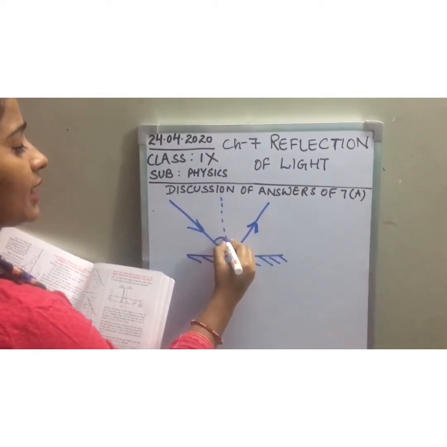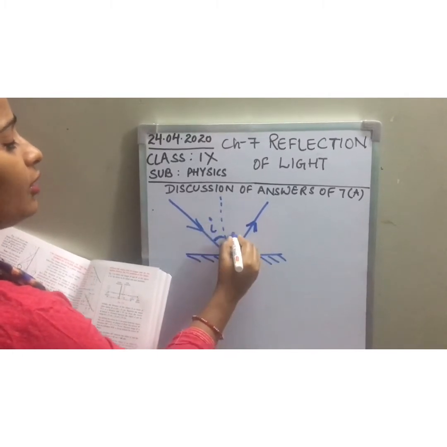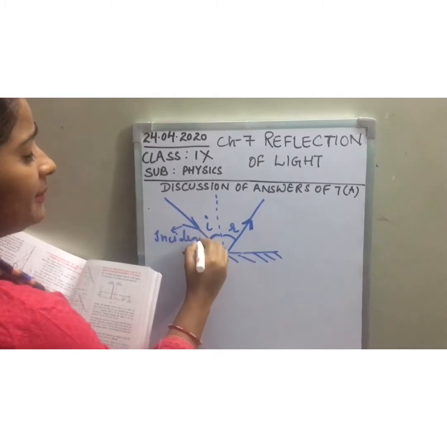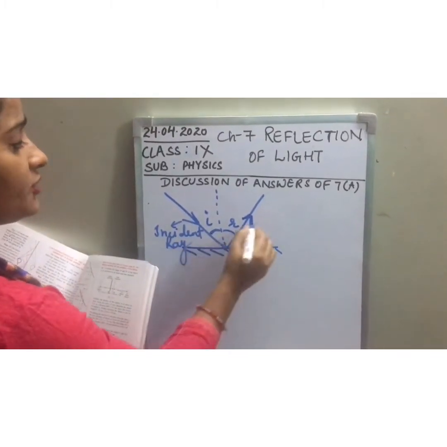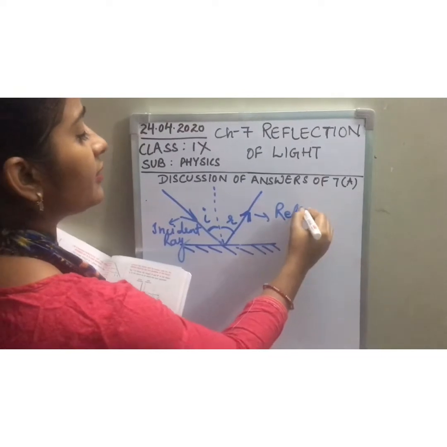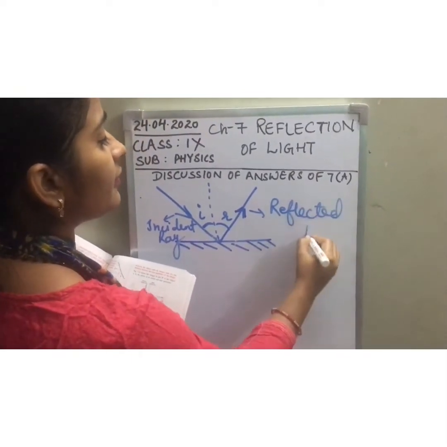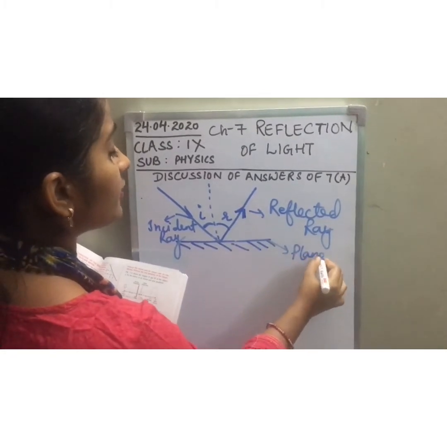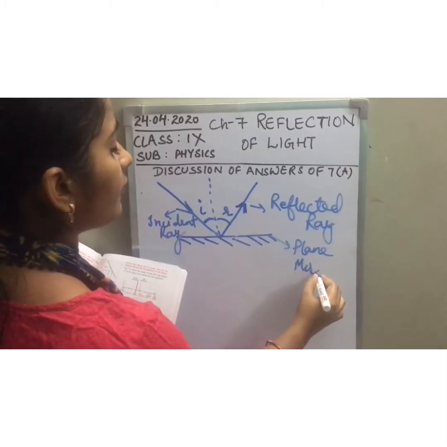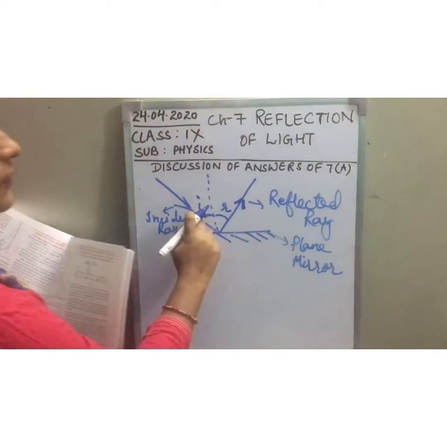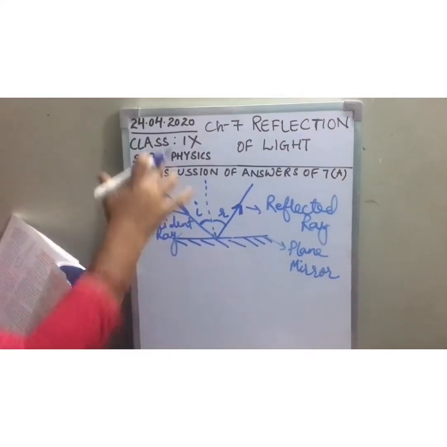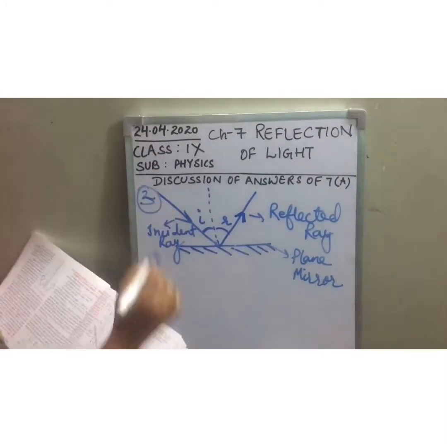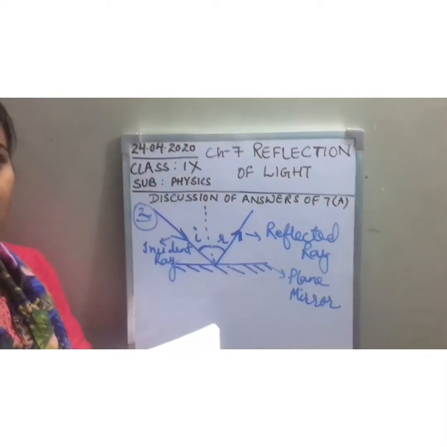This is called the angle of incidence. This is the angle of reflection. You have to write also, this is the incident ray. Label the diagram. Labeling is important. Incident ray, reflected ray. This is the plane mirror. This is the angle of incidence and this is the angle of reflection. This is the diagram which you have to draw in question number 3. After defining all the terms, you have to draw this diagram as well.